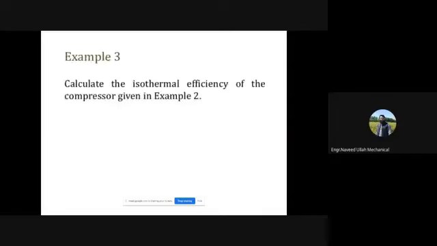ठीक है, ये एक एग्जांपल है, calculate isothermal efficiency of compressor given in example 2. Okay, there was an example 2 in the previous lecture, and over there we found out the work consumed by the compressor, and similarly we also have those efficiencies etc. So they found out the mechanical efficiency.